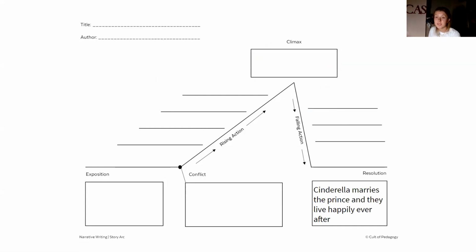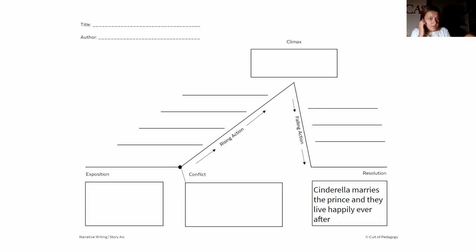So she marries the prince, they live happily ever after, and the stepsisters and stepmother, they live their own lives. They're not really like, Cinderella's still nice to them, but they're still a little envious. That's the resolution, because that's the new normal.